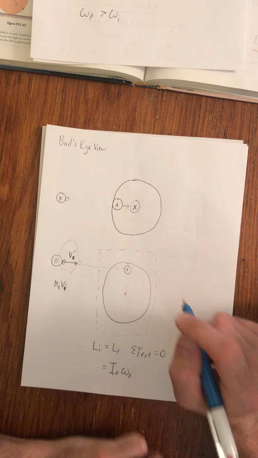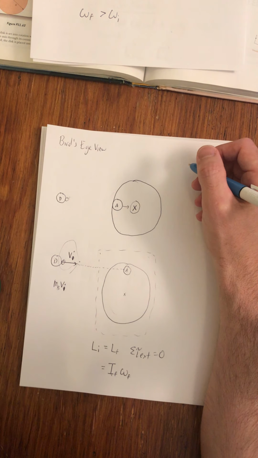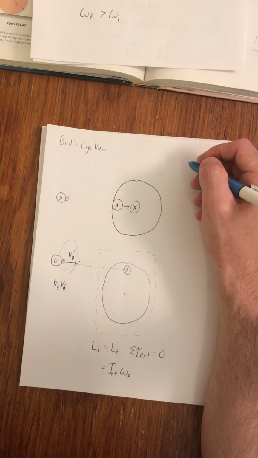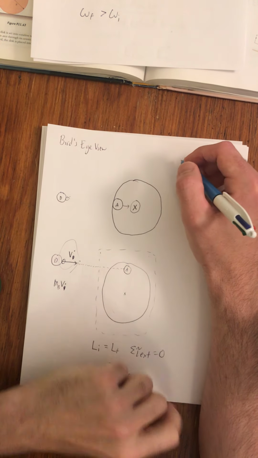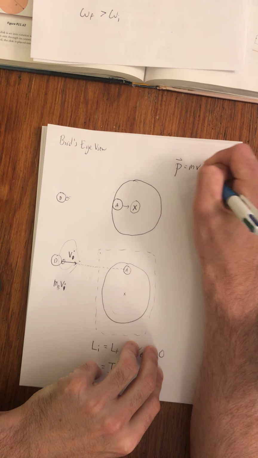So here we go and do a little bit of work in order to figure that out. And once again, we're going to come back to the idea that there are analogs between things moving linearly and things moving rotationally. So we know p is equal to mv, okay?